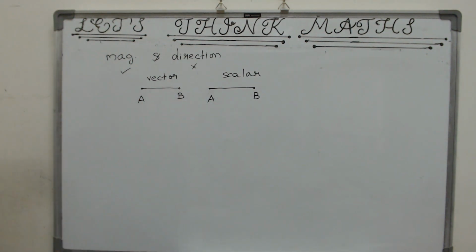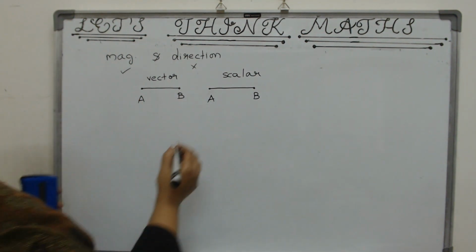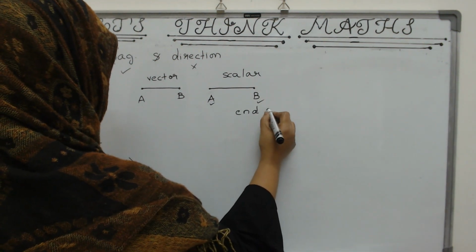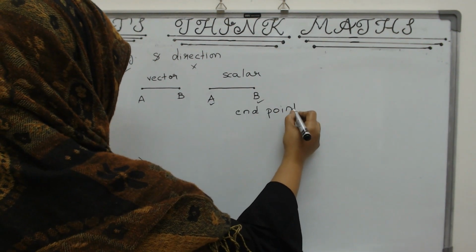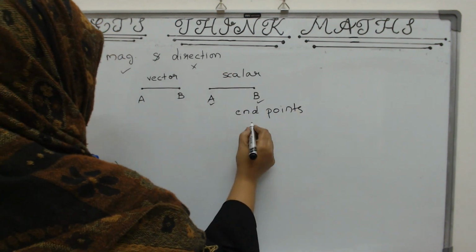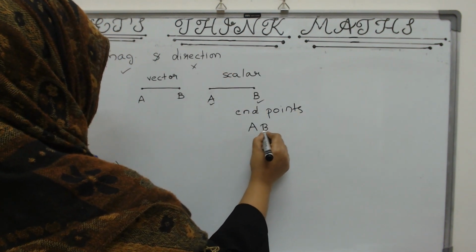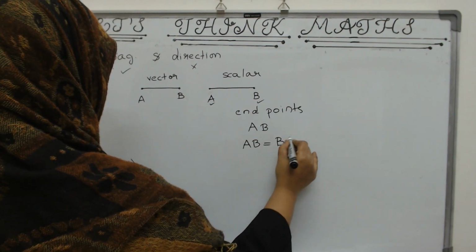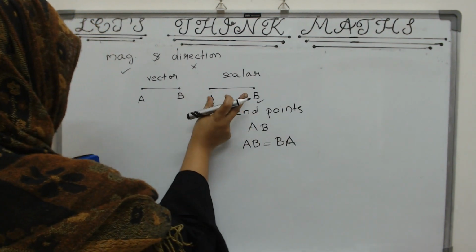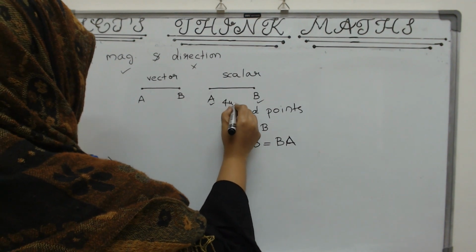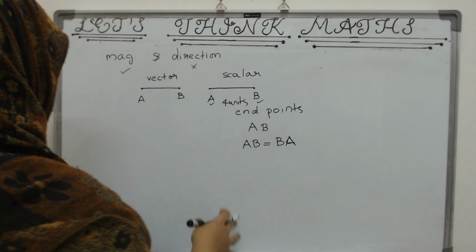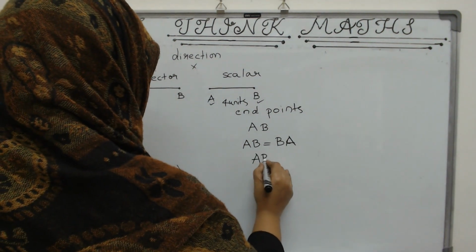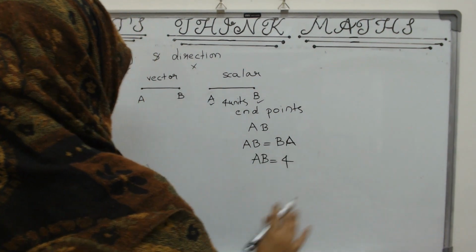First, let us see scalar. You already know what it is, right? So what are A and B? A and B are known as the end points of this scalar quantity, and its name is written as AB, and AB will be equal to BA. And if this is 4 units, 4 kilometers, 4 centimeters, whatever, so we write AB is equal to 4 units, right?